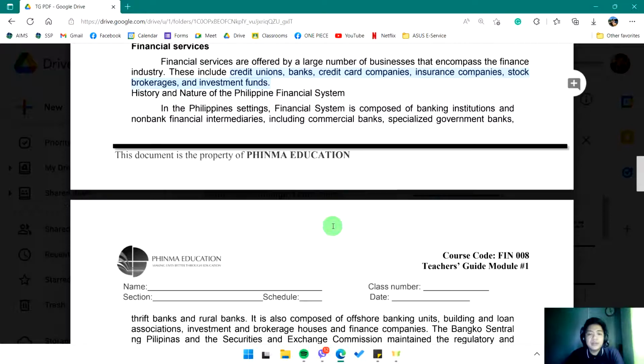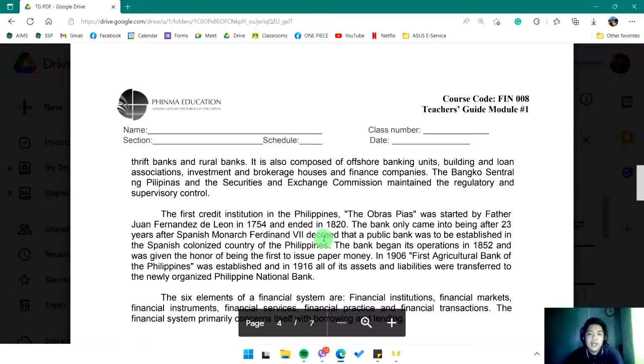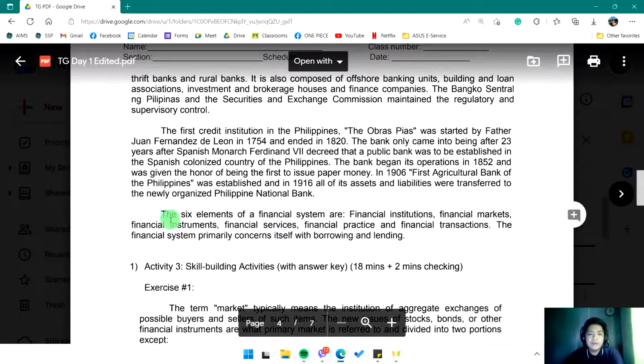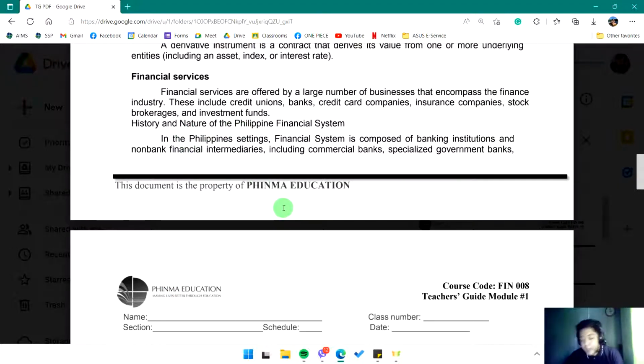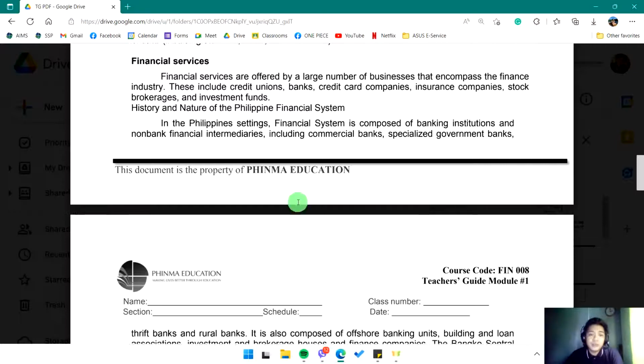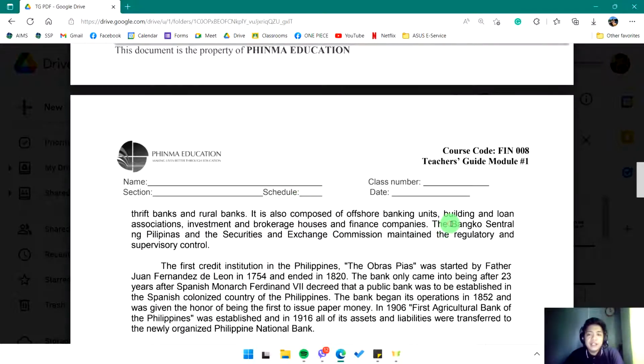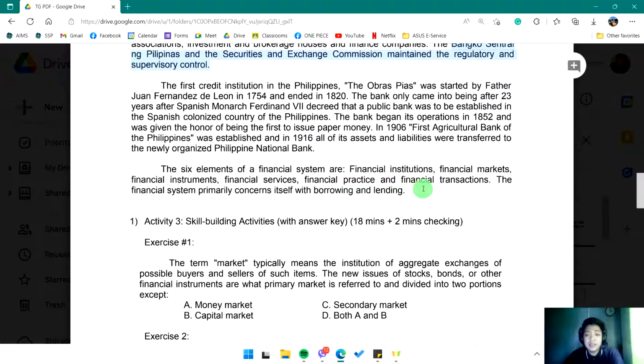Punta tayo ngayon sa... I won't really take too long discussing the financial history and nature of the Philippine financial system. Pero gusto ko lang i-reiterate dito before we move forward with module number 2 that we have here the Bangko Sentral ng Pilipinas and the Securities Exchange Commission o yung SEC natin, and they are the ones who regulate and supervise the banking industry. And we will discuss this further sa next chapter ng ating discussion.